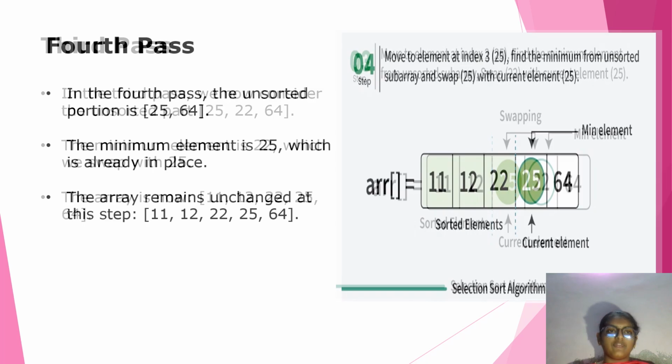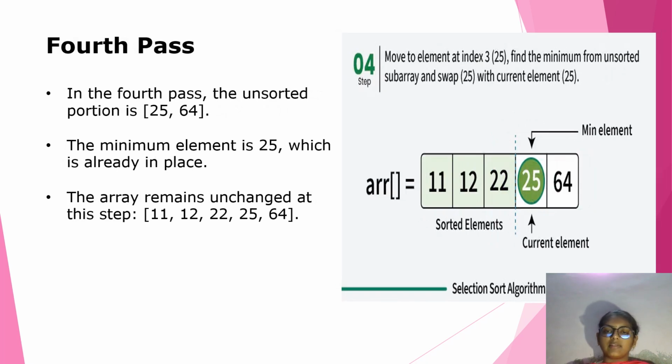Now the fourth pass. The first three elements, that is, the elements at index 0, 1, and 2, are in sorted order, which means 11, 12, and 22 are in sorted order. Next, taking the two elements 25 and 64, the minimum element is 25. It is the current element, which is in the same position. There is no need to swap because 64 is greater than 25. So the array remains unchanged at this step.